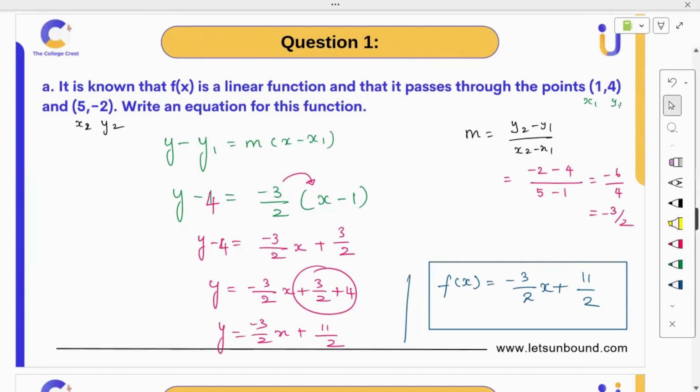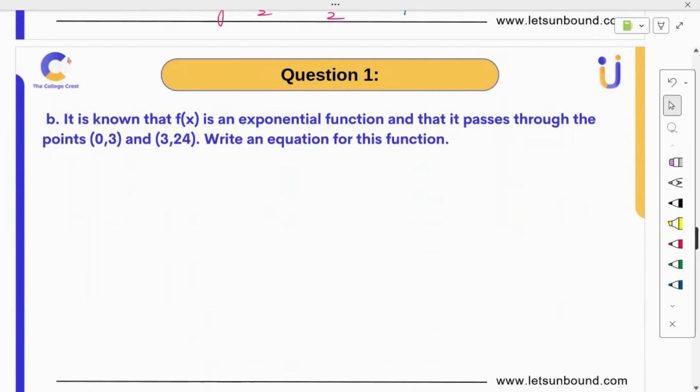Very basic point slope form I have applied. I find the slope and then I substitute in the equation. Then you represent it in function form. Okay. Now, part B of question 1. It is known that f of x is exponential. So what is the exponential general structure? An initial value, let it be a, into b raised to the power x. So your exponent will be the variable x.